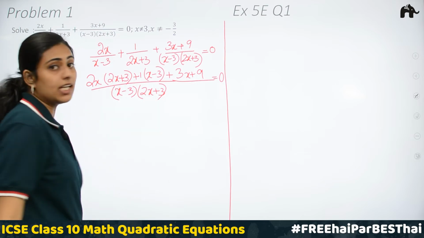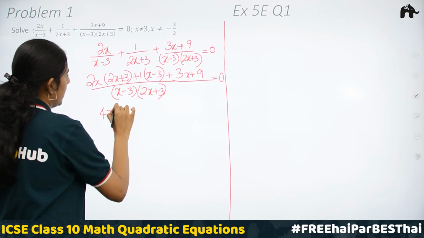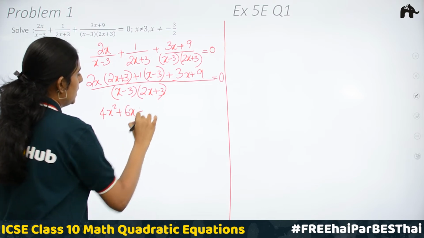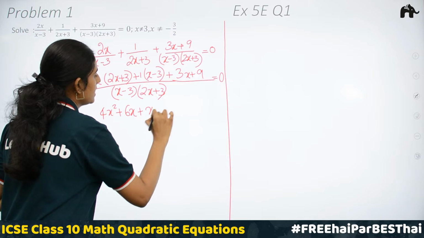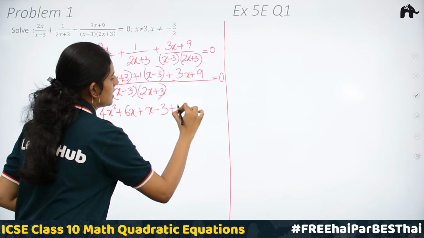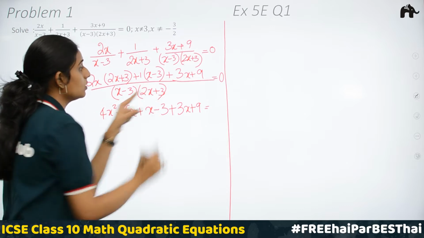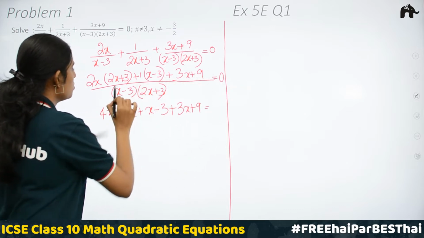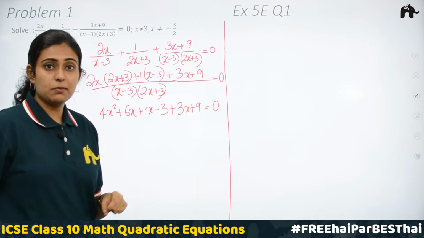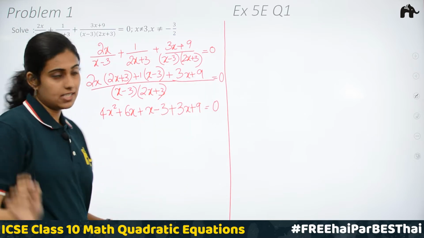Now, remove the brackets. 2x into 2x, that is 4x square, plus 2x into 3, 6x, plus 1 into x is x, 1 into minus 3, plus remaining terms, that is 3x plus 9, is equal to, when you take this to the right hand side, 0 into x minus 3 into 2x plus 3, which is equal to 0. When you multiply any number with 0, you will be getting 0. So, in the RHS, we have 0.